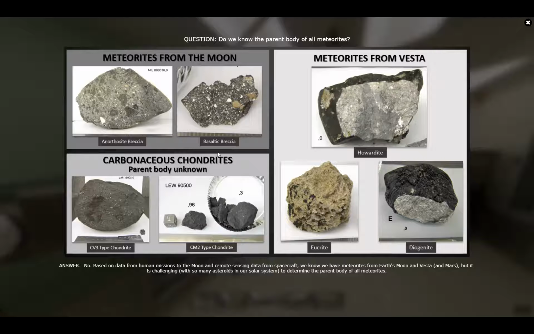We also have meteorites that come from fully separated out planets. We have been able to identify meteorites that came from the moon. These are little pieces of the moon that got knocked off and floated around in space and landed on Earth. We have anorthosite breccia and basaltic breccias, and we were able to identify these based on data that was collected from the actual samples of the moon that were brought back by the Apollo astronauts, and by other rover data and things like that we've been able to collect from planetary bodies.